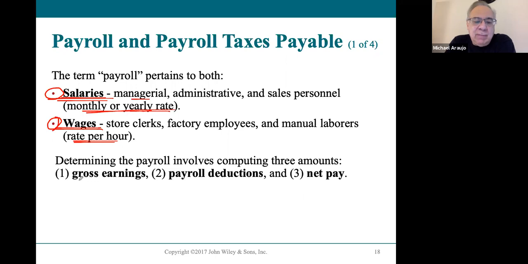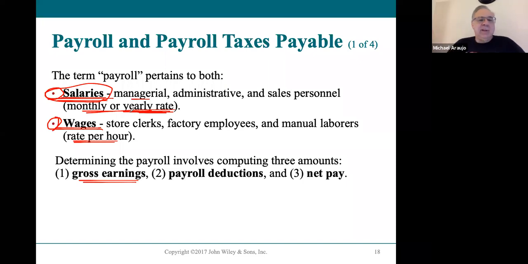So first thing is companies have to calculate your gross earnings. Like I said, for a salaried worker, that's easy. Let's say you get paid every week, and you get hired at $52,000 a year. That's an easy one because it's $1,000 a week. That $1,000 is your gross earnings. For a wage worker, it's the number of hours you've worked times your hourly rate that gives you your gross earnings.